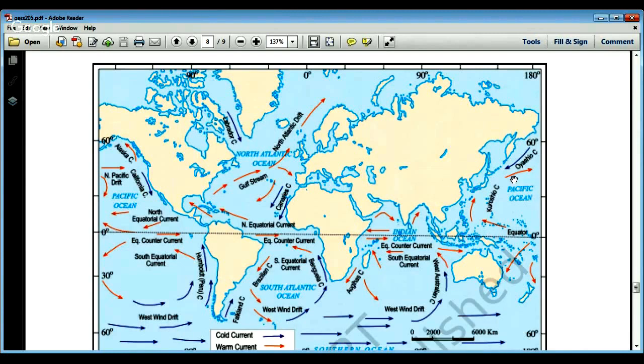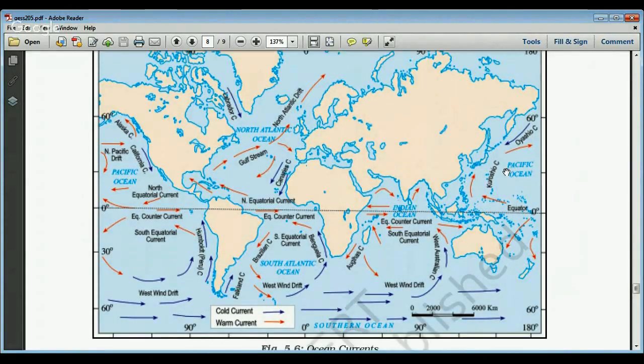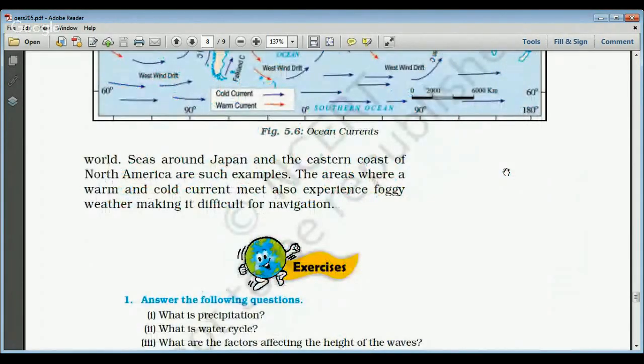And the third area where the best fishing grounds are created is by the Kuroshio current and Oyashio current. Here also the warm current and cold current meet. So these are the three biggest fishing grounds of the earth, created by the mixing of warm and cold currents. And these types of areas also experience foggy weather, and this makes navigation very difficult.